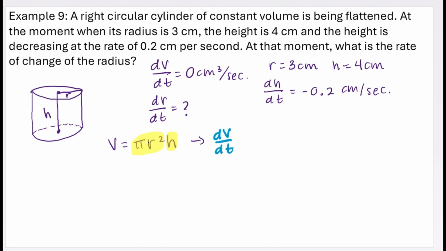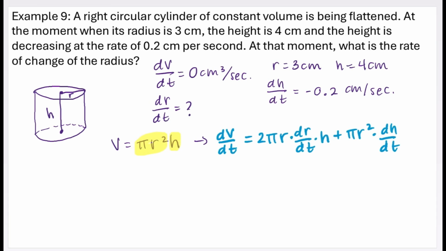So I'm going to start with the derivative of pi r squared, which will be 2 pi r. So dV/dt equals 2 pi r times dr/dt times h, because h isn't changing. And then I'm going to add pi r squared times the derivative of h, which is dh over dt. So you have to do a product rule. You take the derivative of the first times the second plus the first times the derivative of the second.